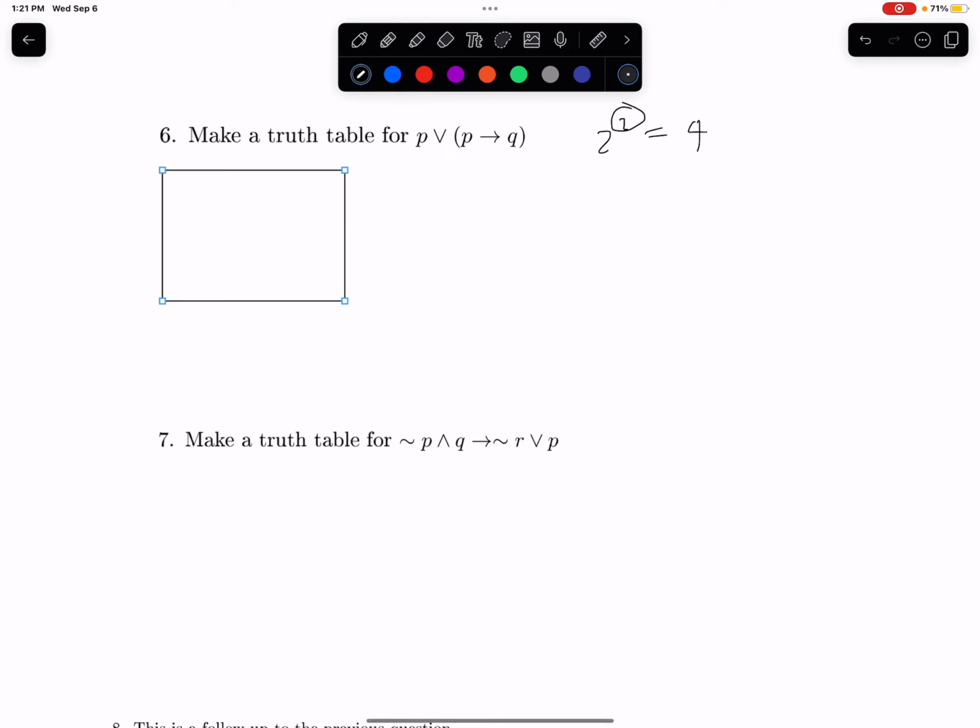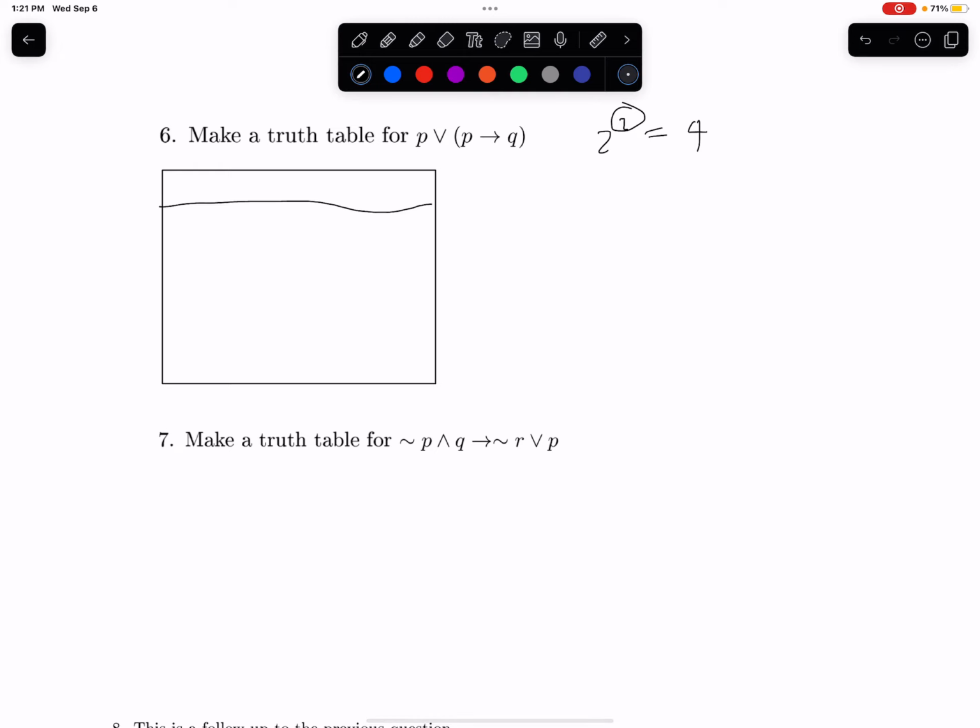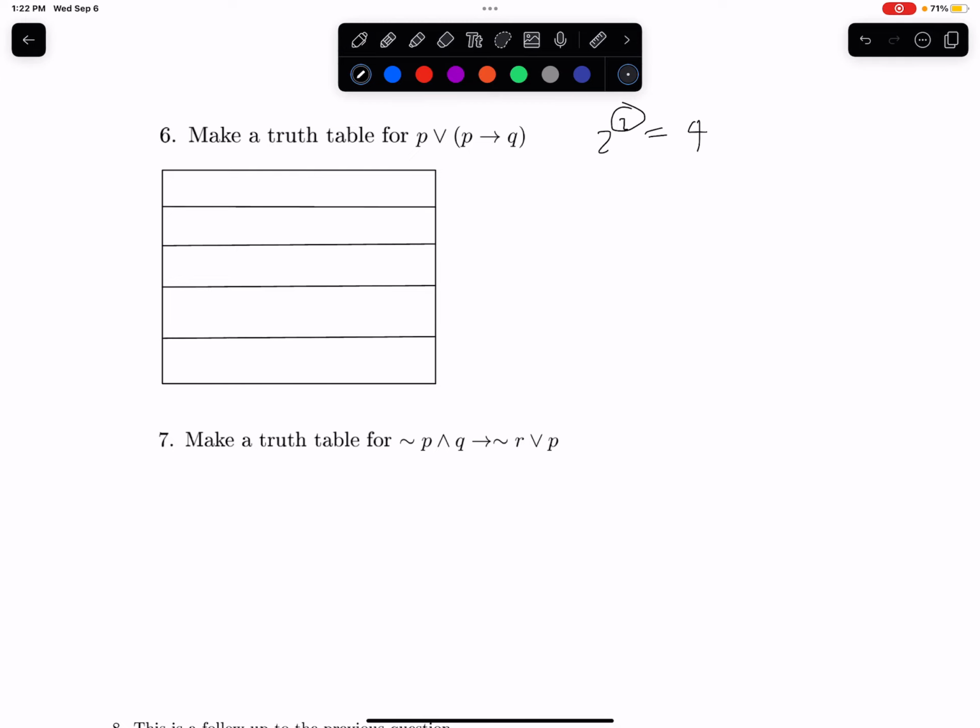There we go. Okay, so 4 rows, and it's a pretty short one, I think. So let's make space for, first of all, the header row. And then we've got 4 additional rows. So 4 rows, not including the header. In the header, of course, we've got a P. Then we're going to need a Q. And then what's next in the order of operations? Parentheses come first, right? So I'm going to have if P, then Q.